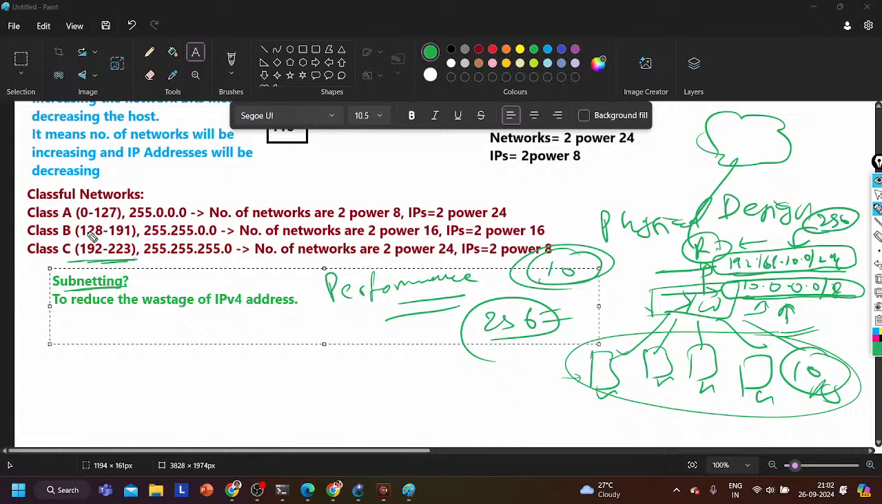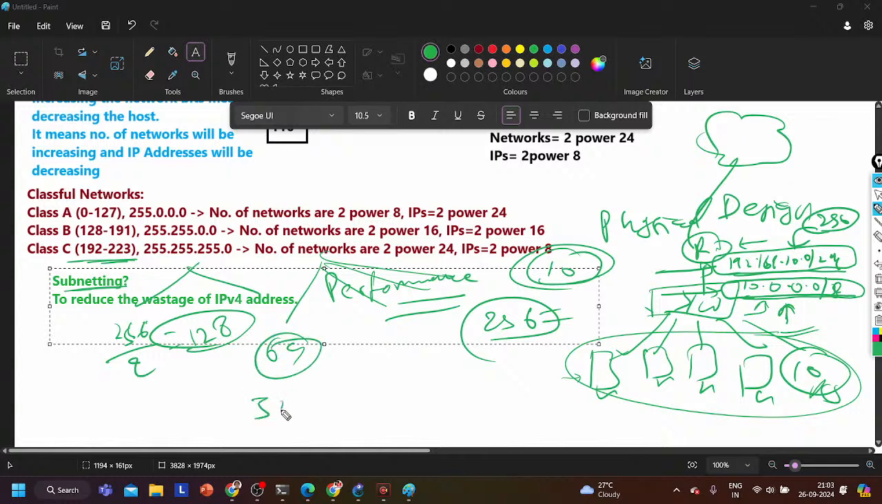By default from class C I am getting 256 IP addresses, but with the help of subnetting I can divide it into two parts. Guys, if I divide it into two parts, how many IP addresses will I get in one network? 256 divided by 2, correct? 128. If I divide a class C subnet into 4 parts, I will get only 64 IP addresses. If I divide it into 8 parts, I will get only 32 IP addresses. If I divide it into 16 parts, I will get only 16 IP addresses. This is perfect for my requirement. So I need to divide this class C network into 16 parts.